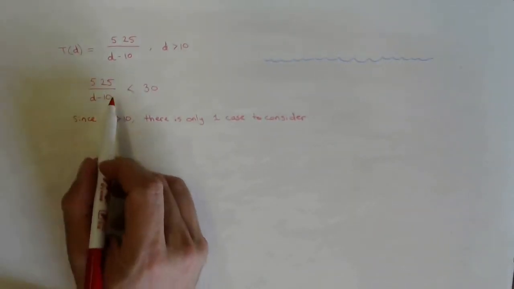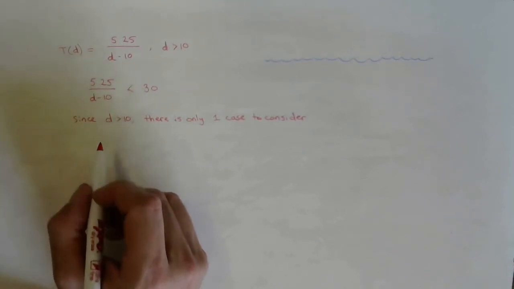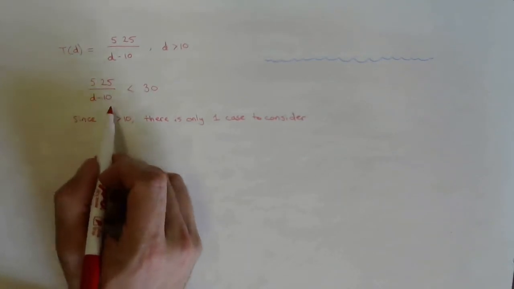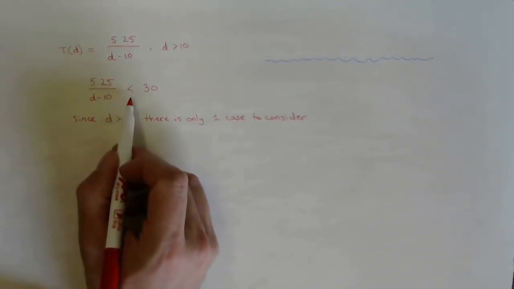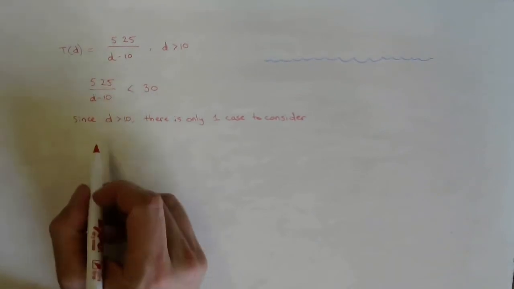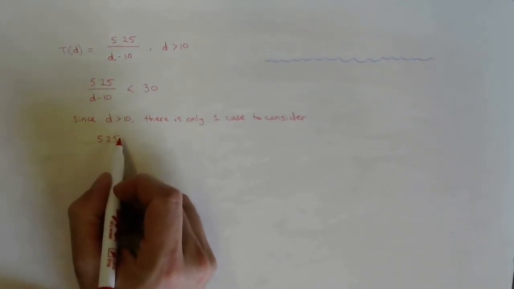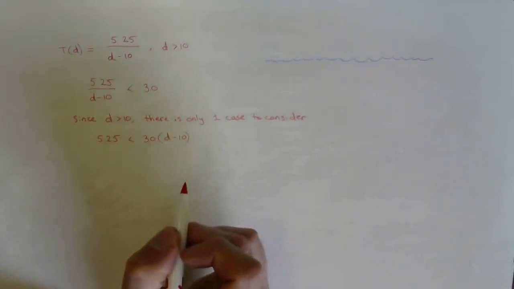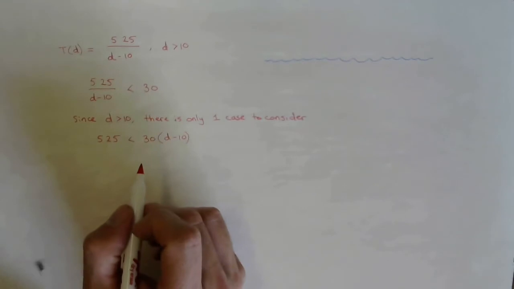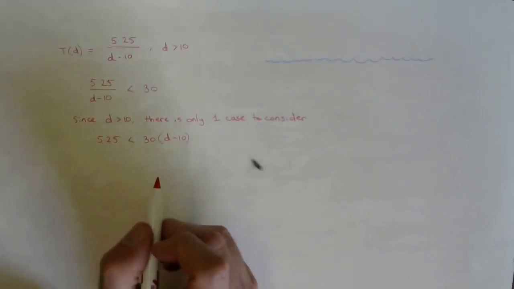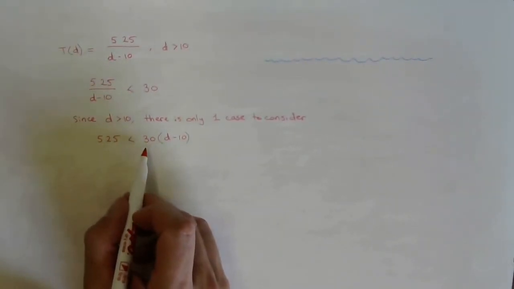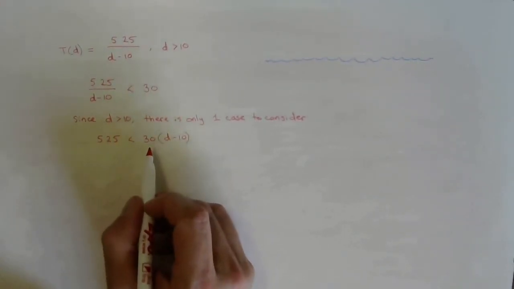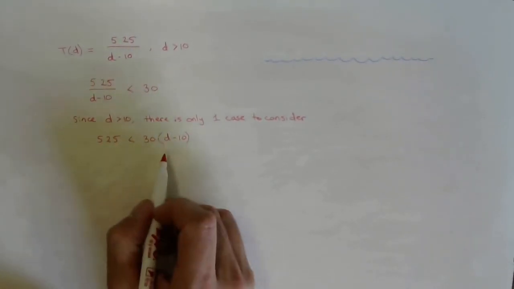It's going to be where this is positive. So as we're solving this, we're going to multiply both sides by D minus 10, that's going to be a positive value, which means we don't need to worry about flipping the inequality. Okay, so we're going to be left with 525 is less than 30 times D minus 10. We're going to expand this in order to solve. The easiest way to do it is to, you could distribute the 30 to both terms, or you can now divide both sides by 30.